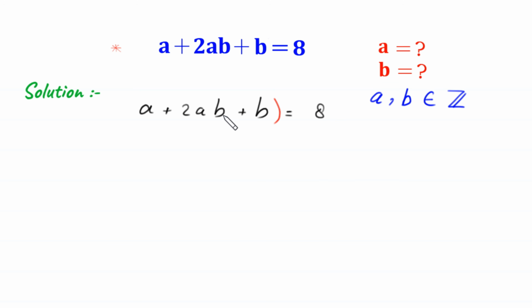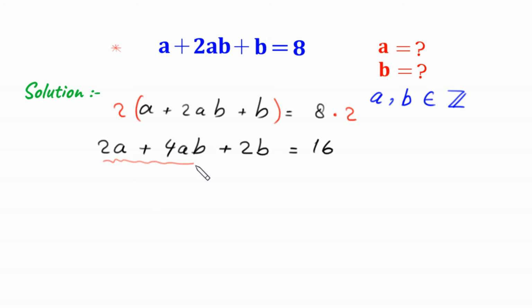And we multiply both sides of this equation by 2. So 2 times a will become 2a, and 2 times 2ab will become plus 4ab, and 2 times b will become plus 2b is equal to 8 times 2, 16. Now from these two terms, 2a plus 4ab, we can factor out 2a. So 2 times a as common, in bracket left 1 plus 2b, plus this 2b is equal to 16.